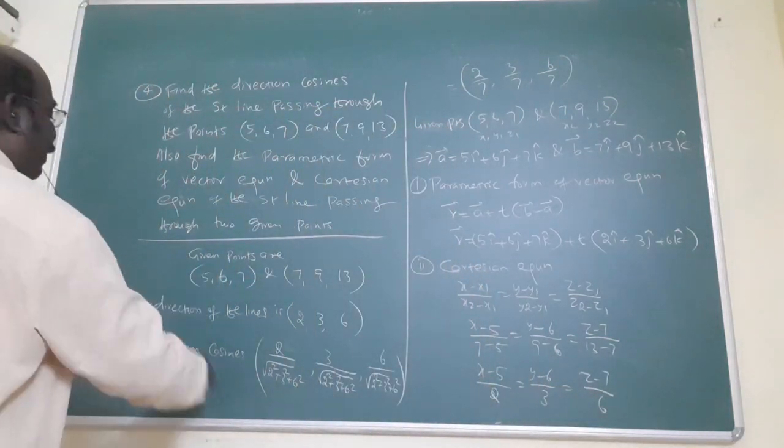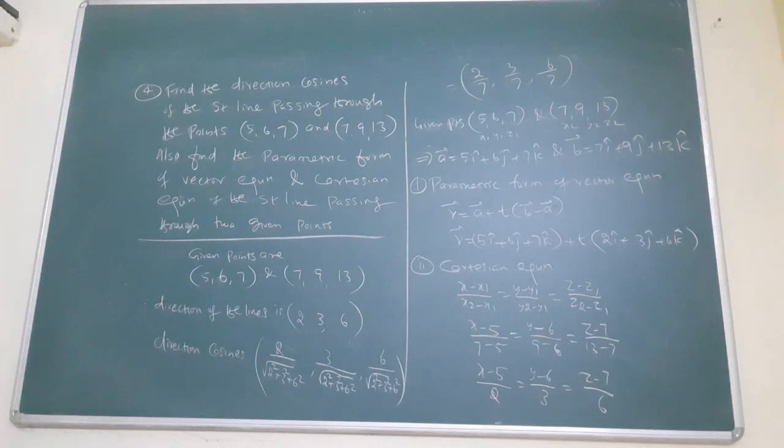Direction cosines are asked. Next one, the same thing: the parametric form of the vector equation and the Cartesian equation are asked. What is asked? Find the parametric form of the vector equation and the Cartesian equation. That's all.